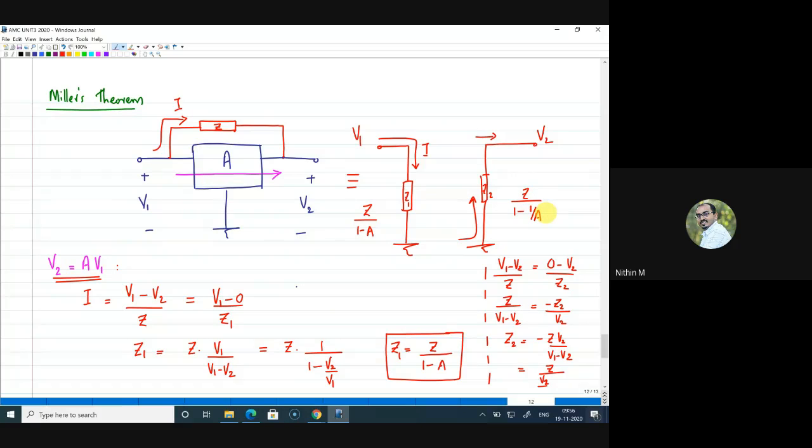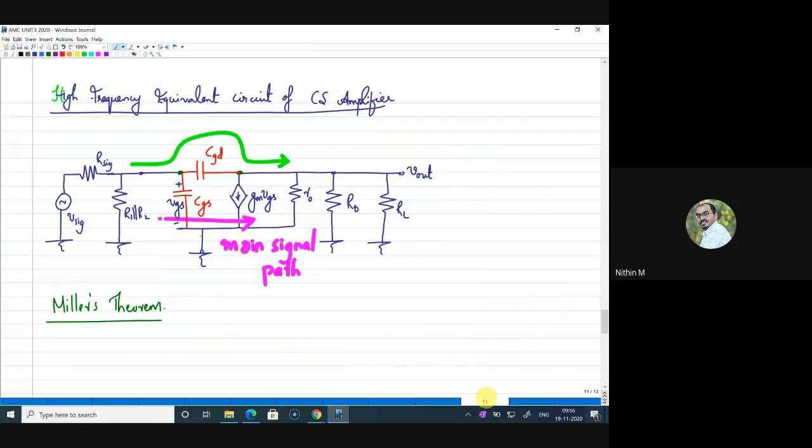So this is what Miller's theorem gives you: how to solve circuits whenever you have an additional impedance sitting between input and output. Not an additional impedance, an additional path apart from the main signal path. Now in the next class, we'll apply Miller's theorem to this circuit, and see how we can include these things in the gain, as well as the relationship between the cutoff frequency and the capacitors, right?